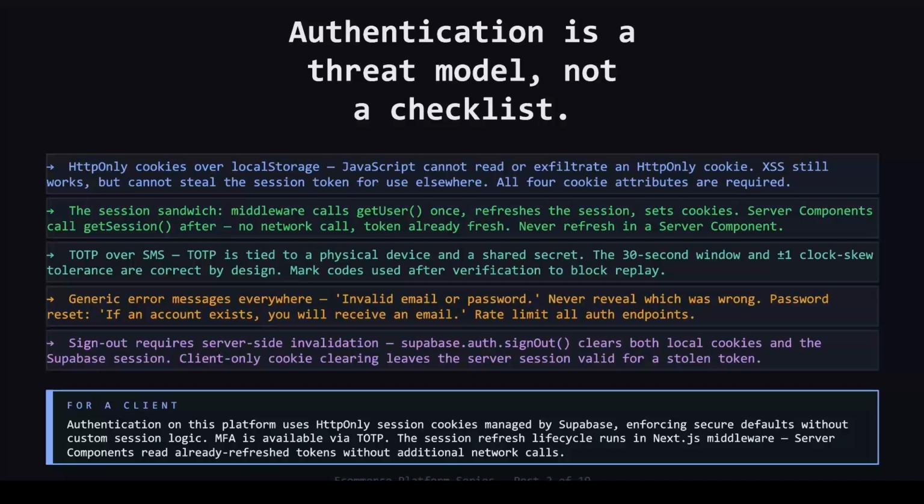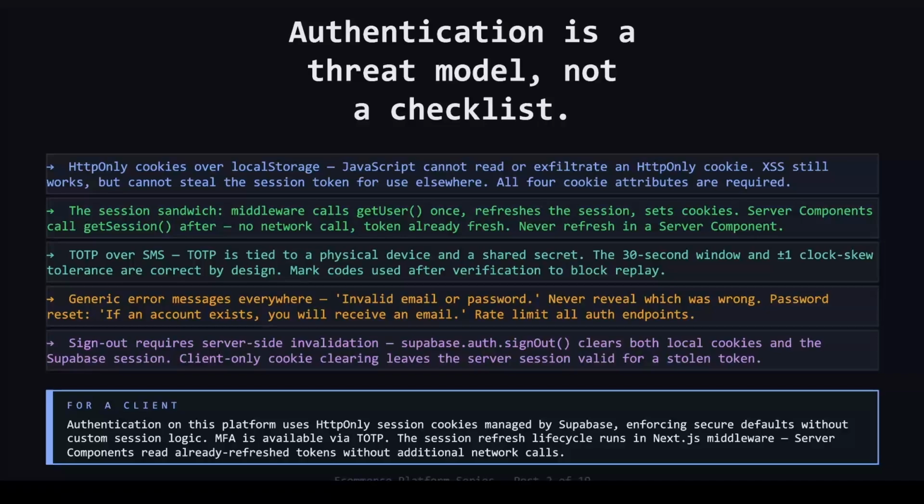The session sandwich. Middleware calls getUser once per request, refreshes the session, and sets the cookie. Server components call getSession after. There's no extra network call. The token's already refreshed. Never refresh in a server component. TOTP over SMS. TOTP is tied to a physical device and a shared secret. The 30-second window and plus or minus clock skew tolerance are correct by design. Used codes are marked after verification to block a replay.